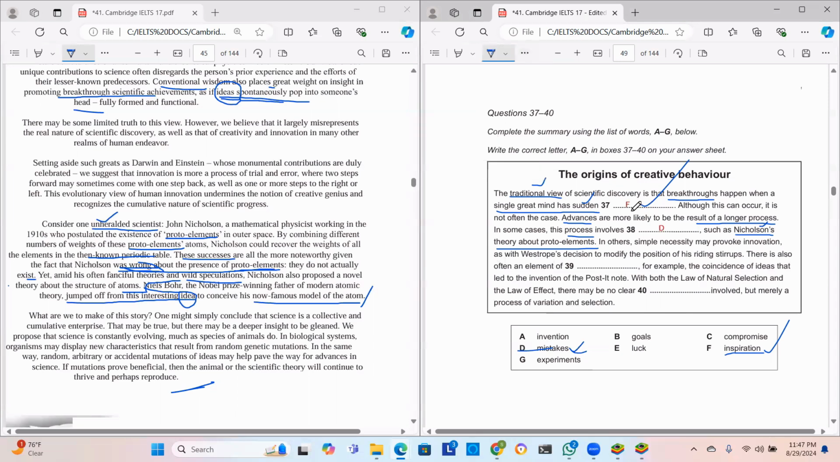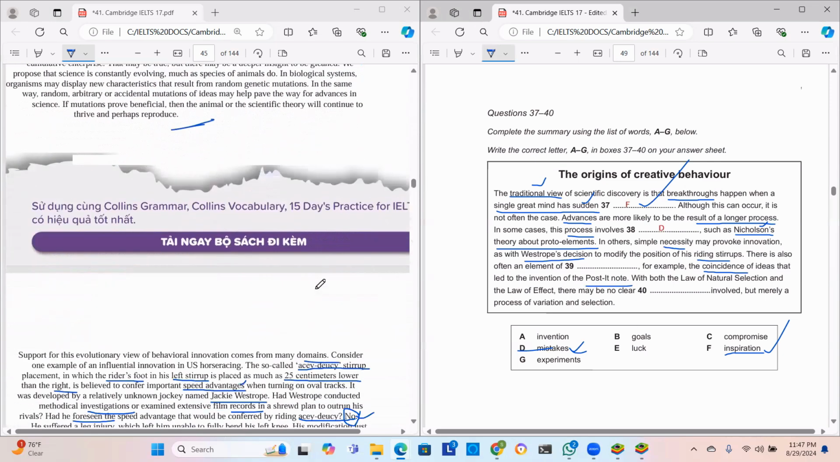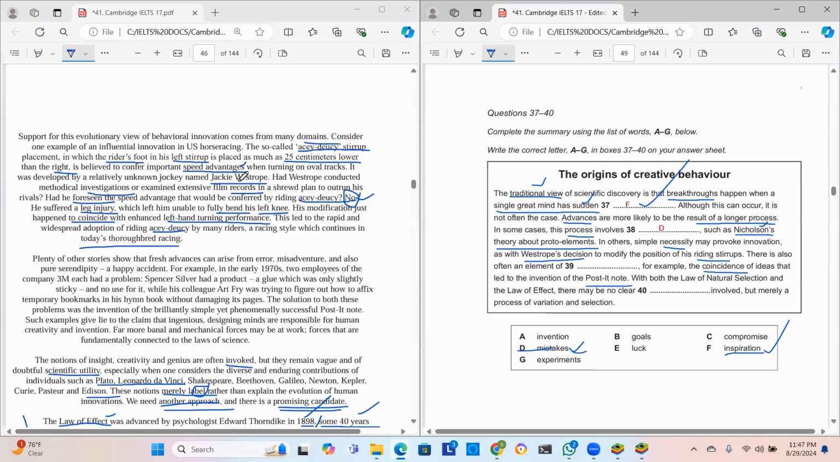So let's move to the next question, guys. In others, simple necessity may provoke innovation, as with Westropp's decision to modify the position of his riding stirrups, right? There is also often an element of dash. For example, the coincidence of ideas that led to the invention of the Post-it note. So he's talking about Westropp, this guy, Jackie Westropp, right? So what did he do here? I had to read the question multiple times, guys.